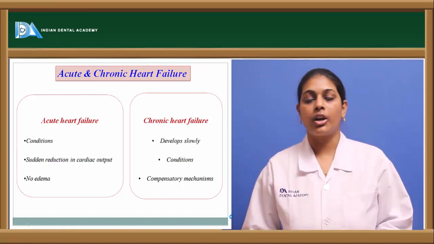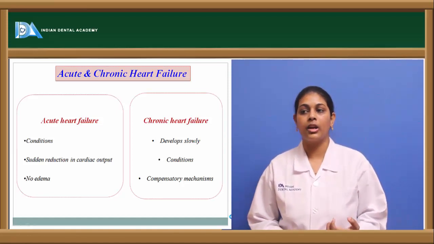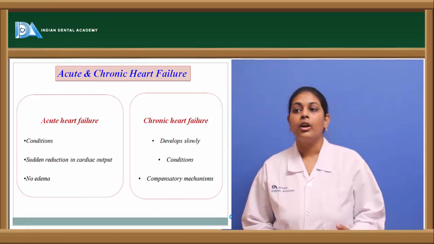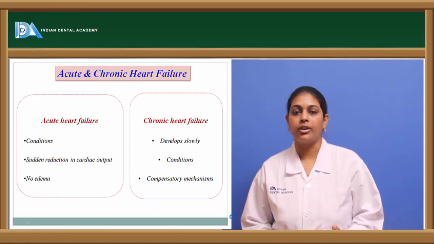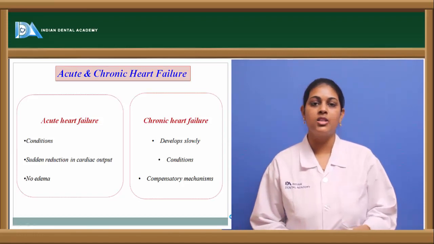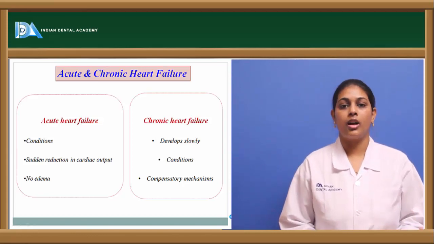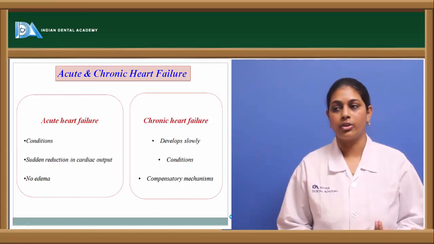Chronic heart failure occurs mostly in conditions such as long-standing pulmonary infections or multivalvular lesions, and most commonly it is because acute heart failure turns into chronic heart failure. So this is acute heart failure and chronic heart failure.